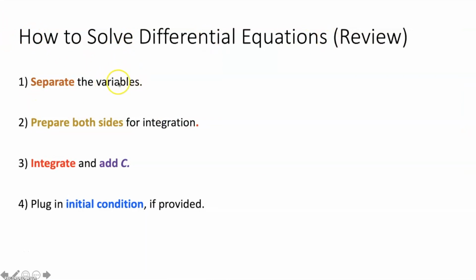First, we're going to do a quick review before we get into the questions about how to solve differential equations. The first step and the most important step is to separate the variables. Make sure all the x's get to one side of the equation. Make sure all the y's get to the other side. Make sure all the t's get to one side. Make sure all the w's or whatever get to the other side.